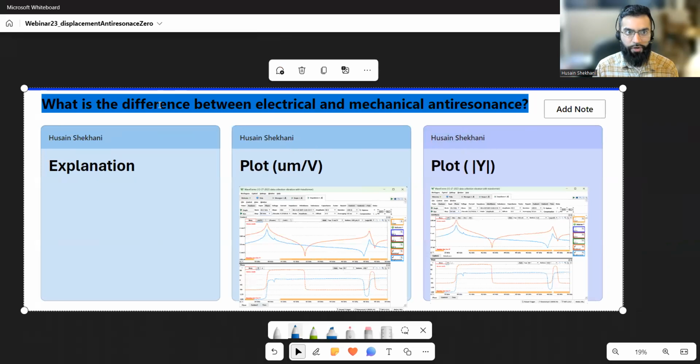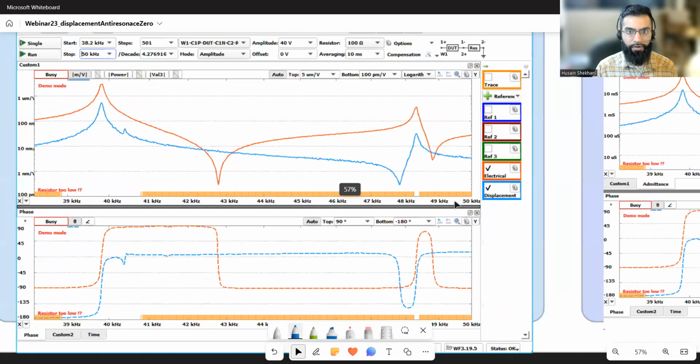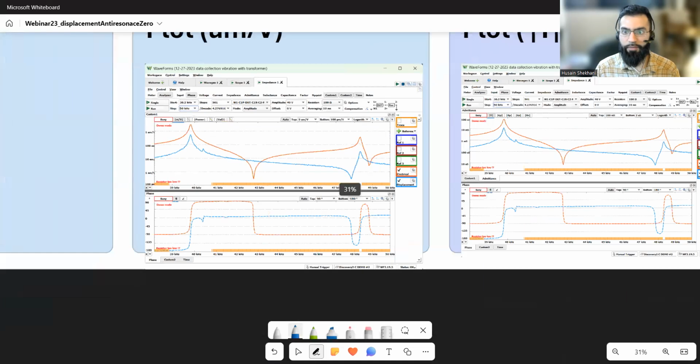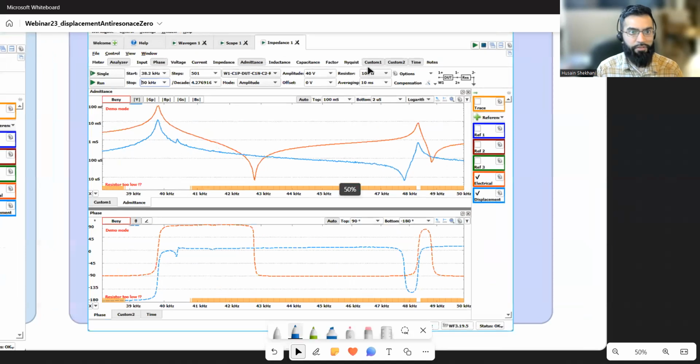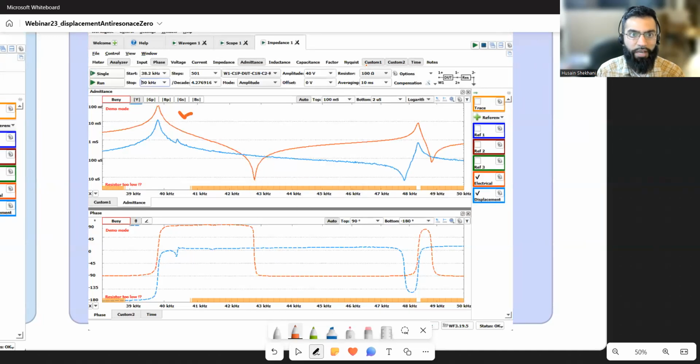So finally, I want to describe the difference between electrical and mechanical anti-resonance. Mechanical anti-resonance is where the mechanical displacement is lowest. It actually exists. This is the resonance sweep from 38 kilohertz to 50 kilohertz. This is admittance, with units of Siemens. Let me know if something's not making sense here.